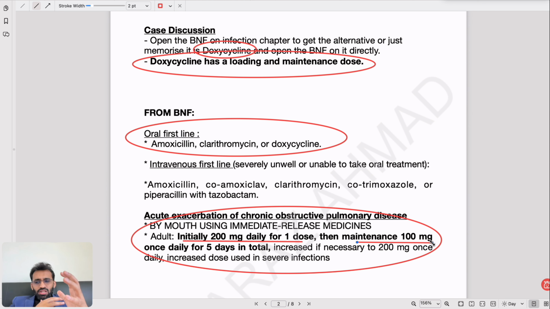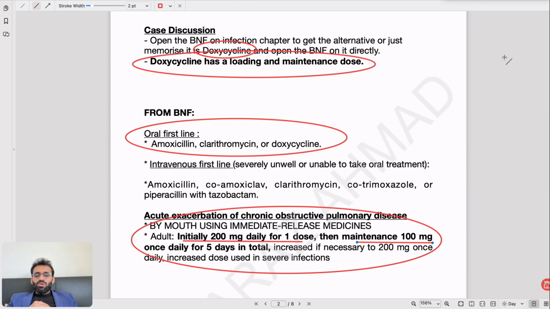So the loading dose, as I told you in your very first video, we will write in the once only section, because that 200 mg of doxycycline will be only once, just for 1 day, and from the next day we will go to 100 mg only once a day.